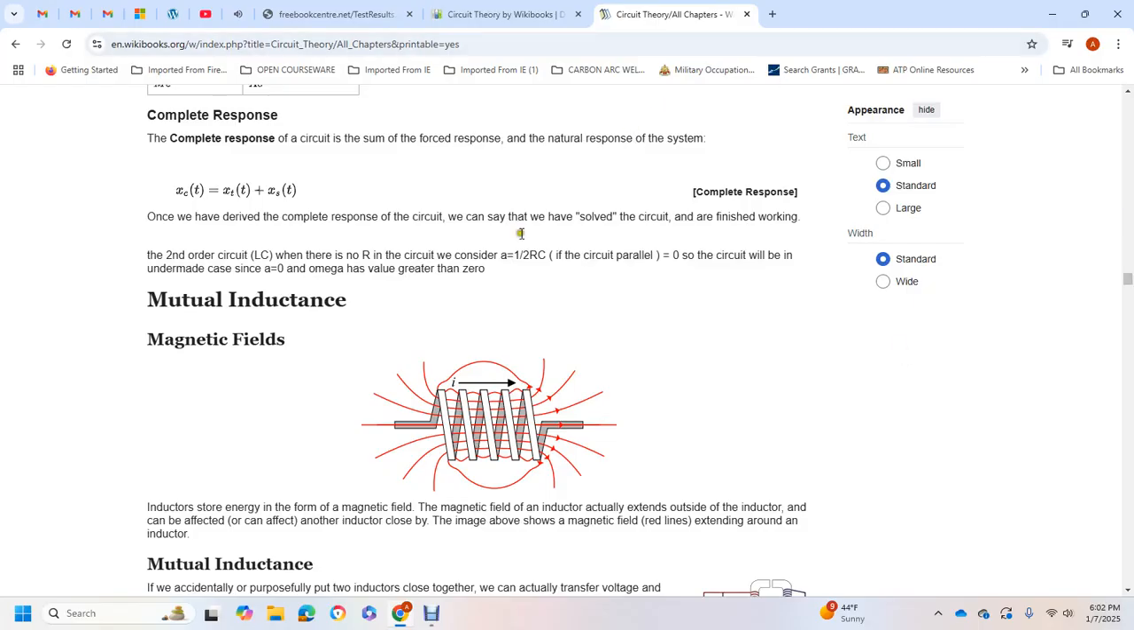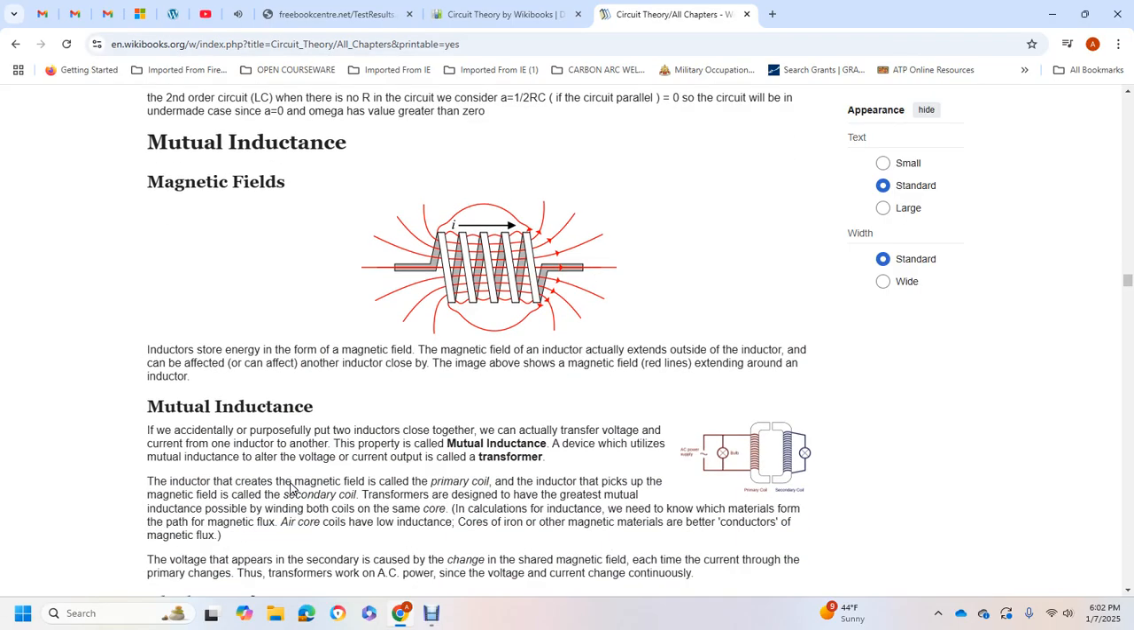Mutual inductance and magnetic fields. Inductors store energy in the form of a magnetic field. The magnetic field of an inductor actually extends outside of the inductor, and it can affect another inductor close by. The image above shows the magnetic field, with red lines extending around the inductor.